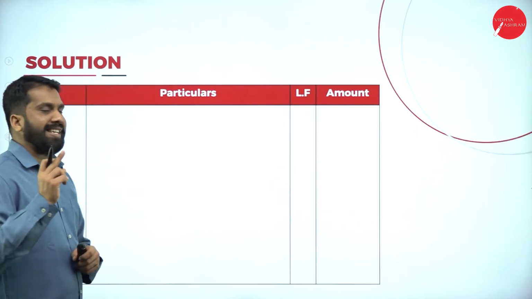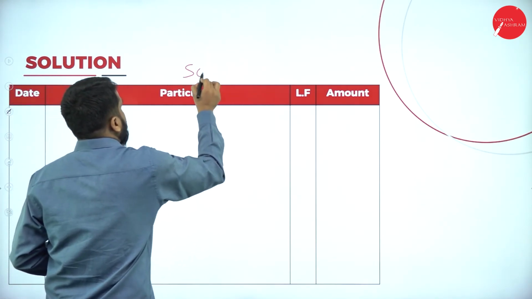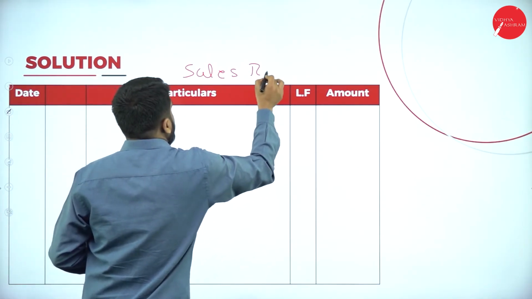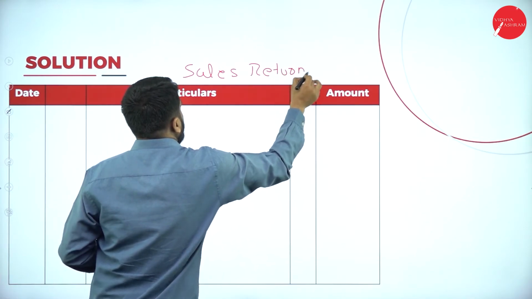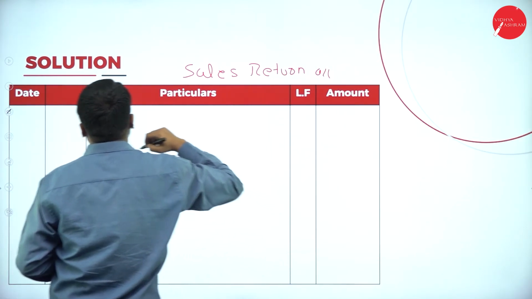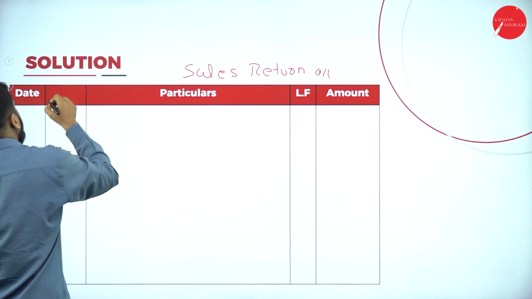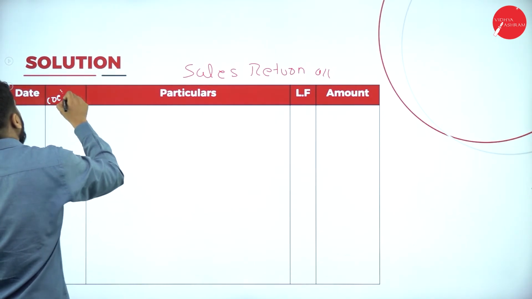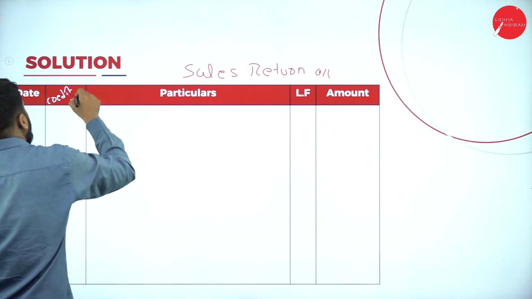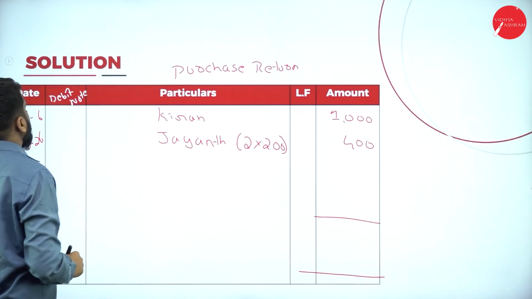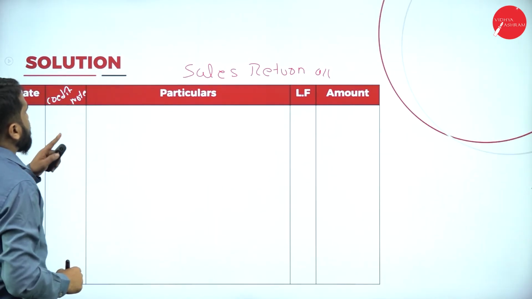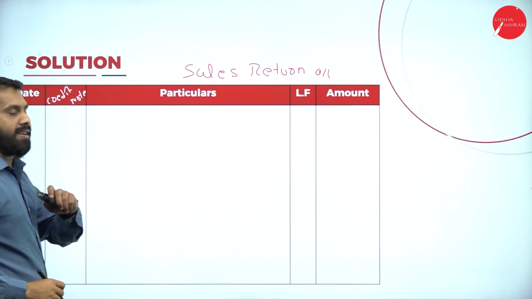Now we'll go for sales return. This is your sales return account or sales return. We should write credit note. Your sales return is called as credit note.